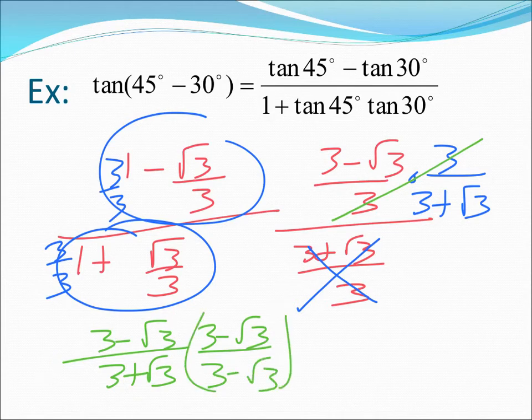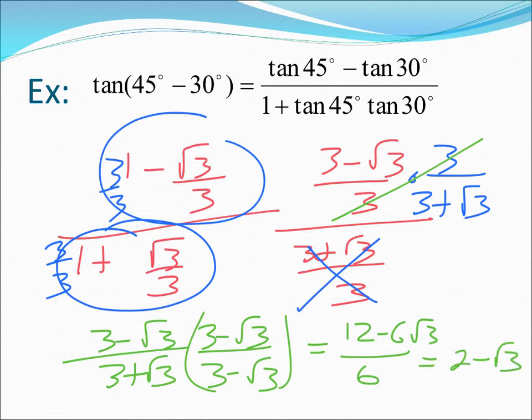And that will give me 12 minus 6 radical 3 over 6, which will simplify to be 2 minus radical 3. So quite complicated and a lot of steps, but in the end we got something that is not terribly difficult.